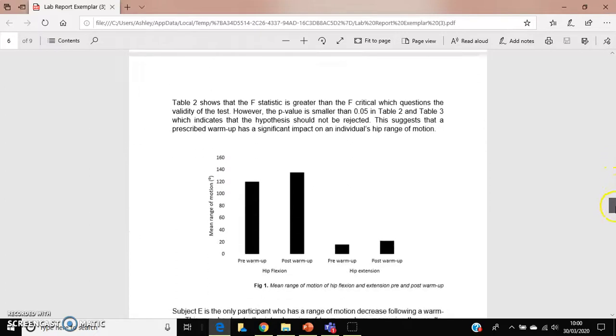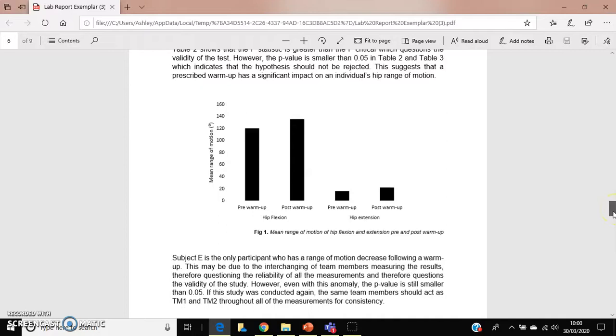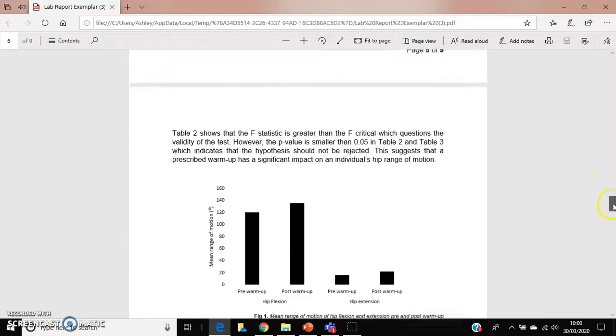Obviously, the inclusion of graphs is encouraged. So what you can see here is pre and post. Is that necessarily the best graph to illustrate this with? Possibly not. So consider what sort of graph you're using.